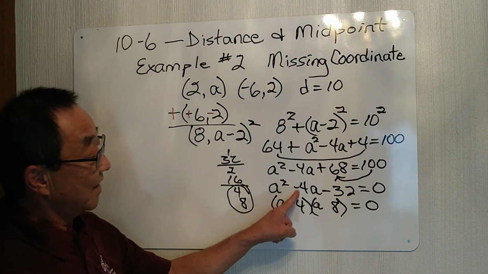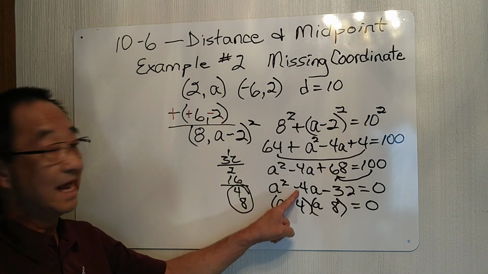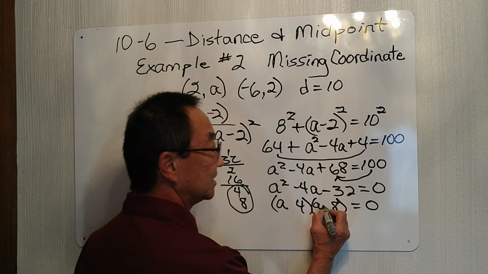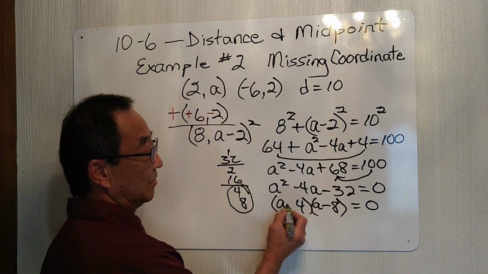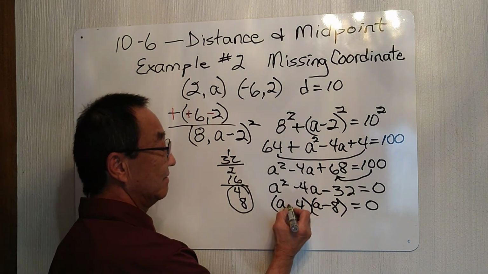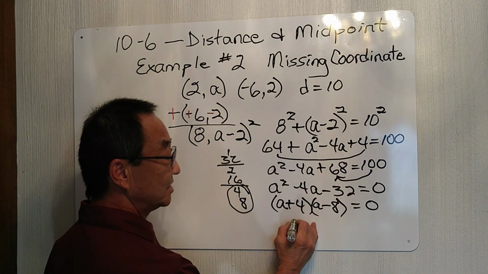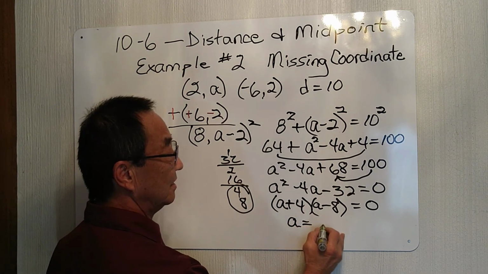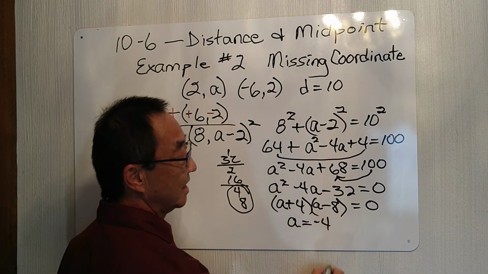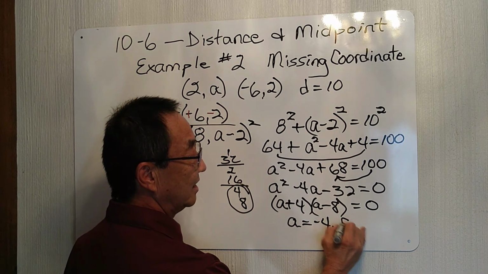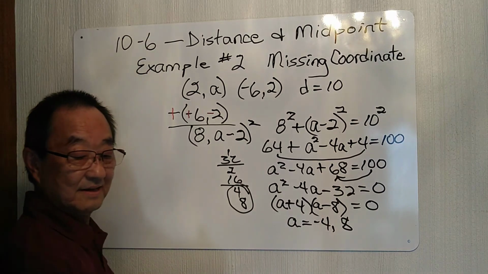The largest has to follow this sign right here, which is a negative. So the 8 is the largest. And 1 times a negative is a negative. That becomes a positive. So your final answer to this solution is a is going to be negative 4, or a is going to be 8. All right?